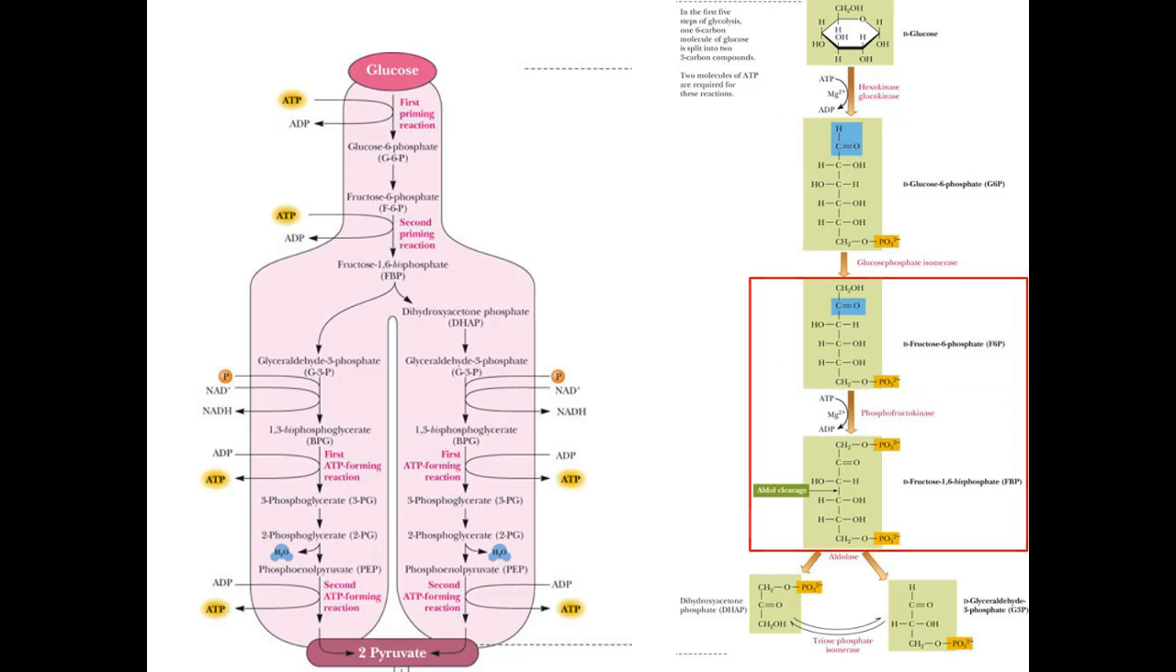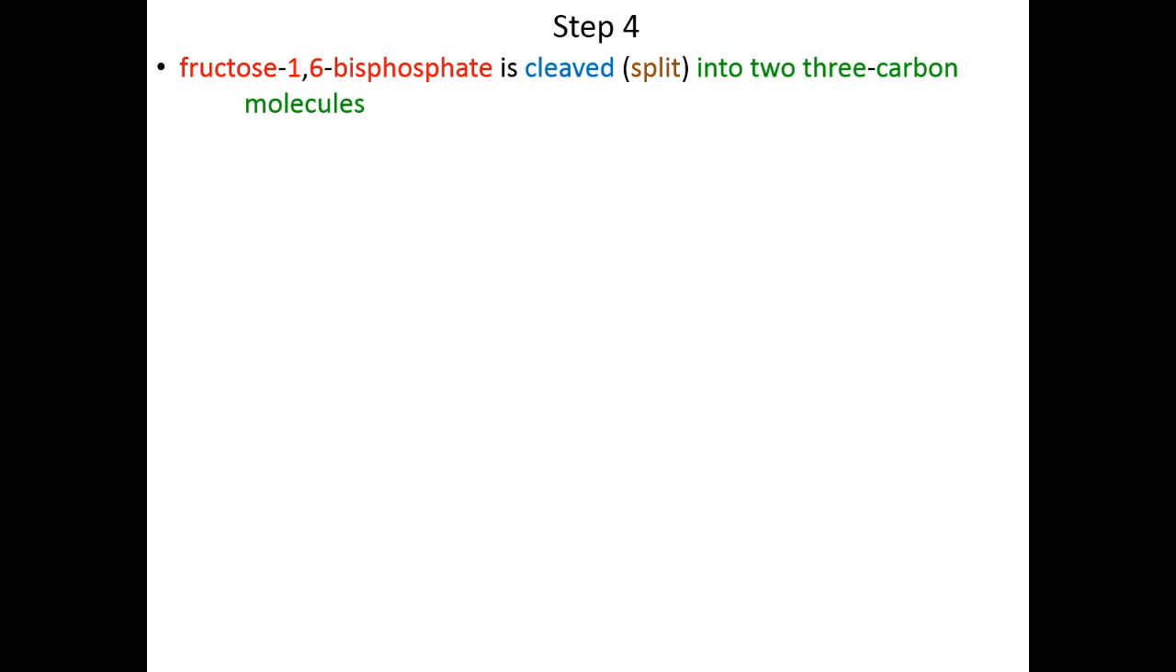So that was a lot about step 3, the committed step of glycolysis, where we take fructose 6-phosphate and phosphorylate it once again with fructose to become fructose 1,6-bisphosphate. ATP is the donor for that phosphate group, providing the energy to move this reaction forward, and the enzyme is phosphofructokinase, or PFK.